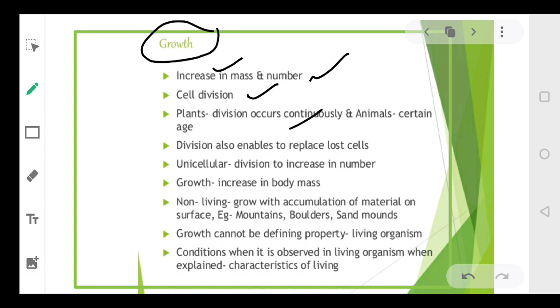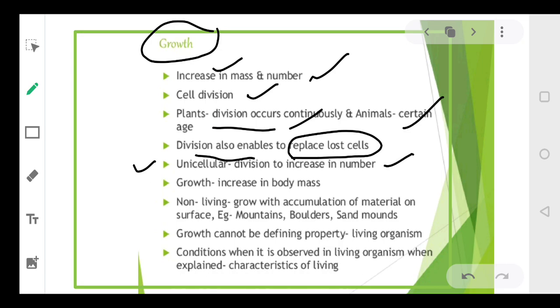The plants also show division, isn't it? In case of plants, the division occurs continuously, means they divide continuously. But in case of animals, the cell division is restricted to a specific age. Now because of division, the old cells or the dead cells are continuously being replaced. Clear? Is it clear?